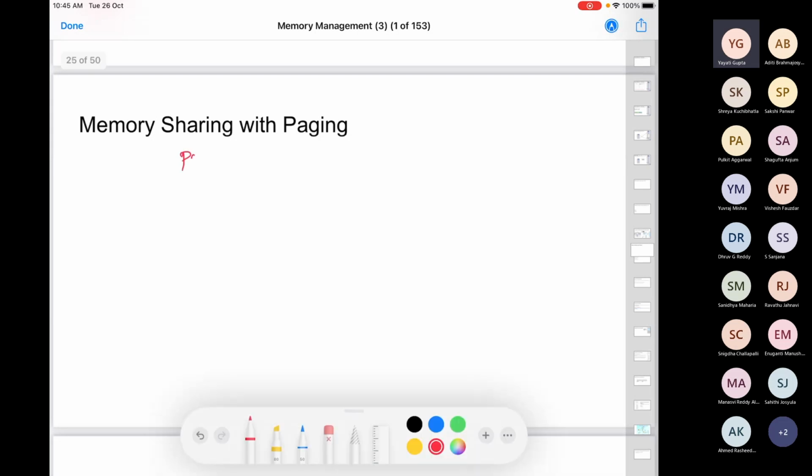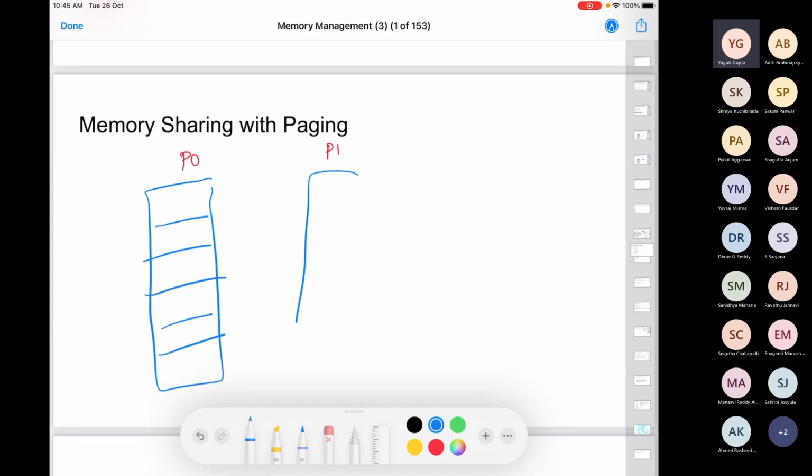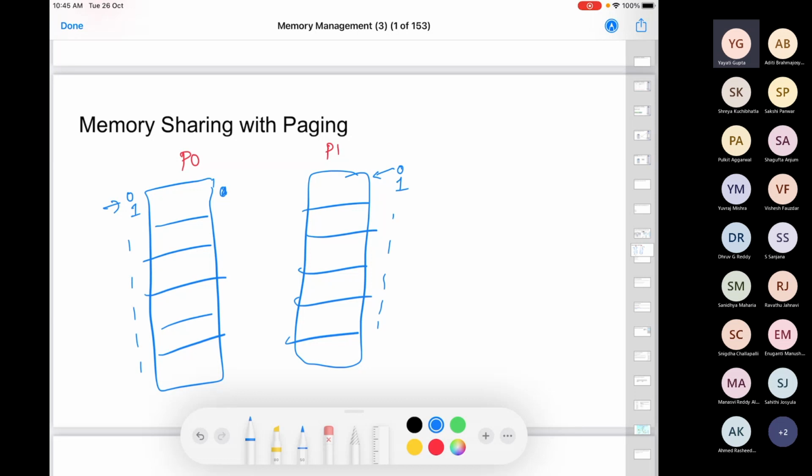So let's say here is your process 0, here is your process 1. Both of these processes have some pages, right? This is their virtual address space. So let's say it has locations starting from virtual address 0, virtual address 1, and so forth. This process also has addresses starting from virtual address 0, virtual address 1, and so forth. And both of these processes will have their own page tables.